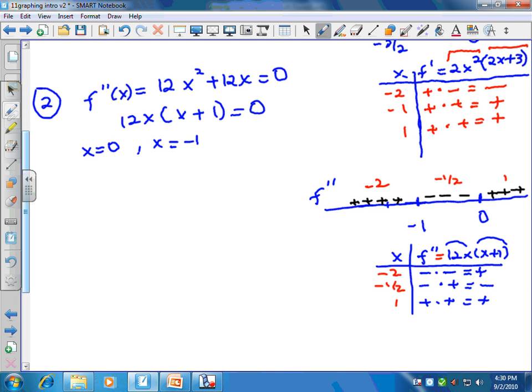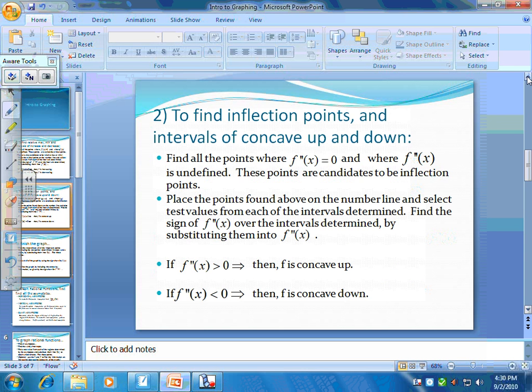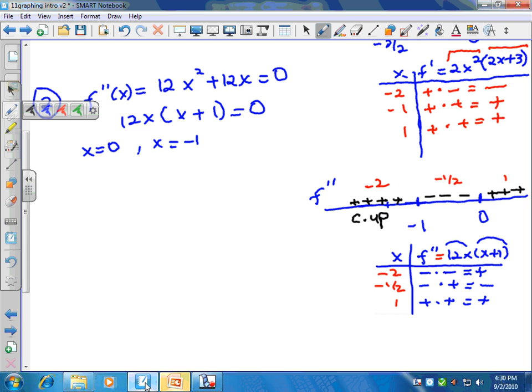What does this tell me? It's concave up, right? If f double prime is positive. Let me show you that slide once again. Right here. If f double prime is positive, the function is concave up. And if it's negative, it's concave down, and over here, concave up again.